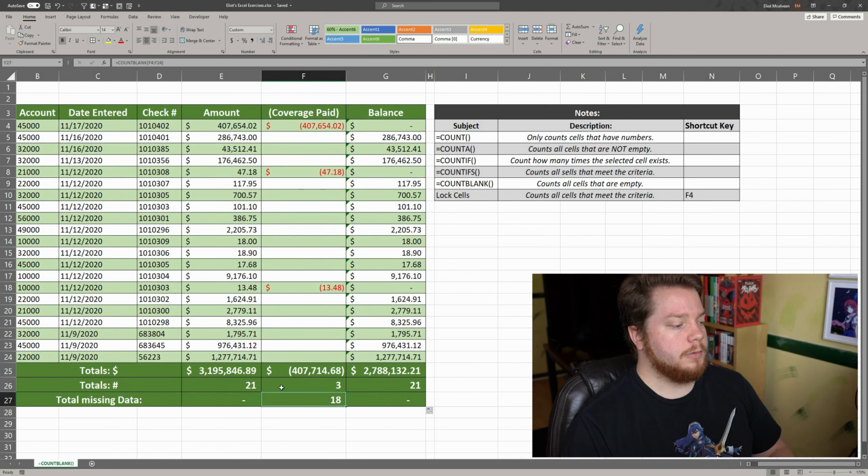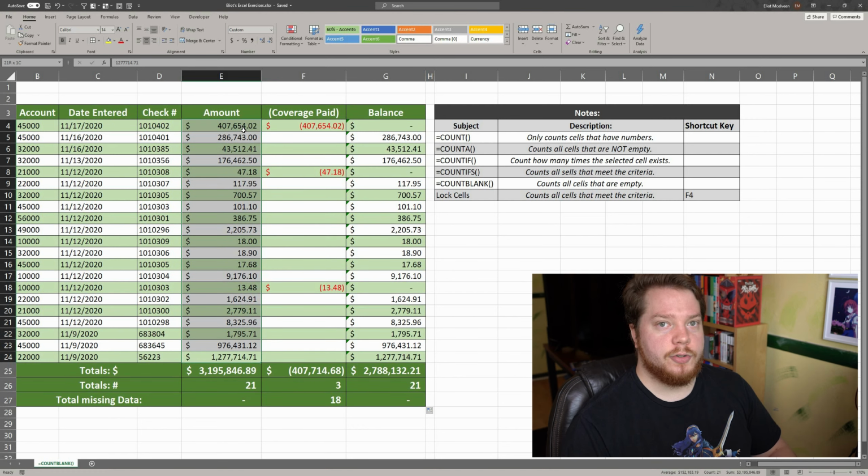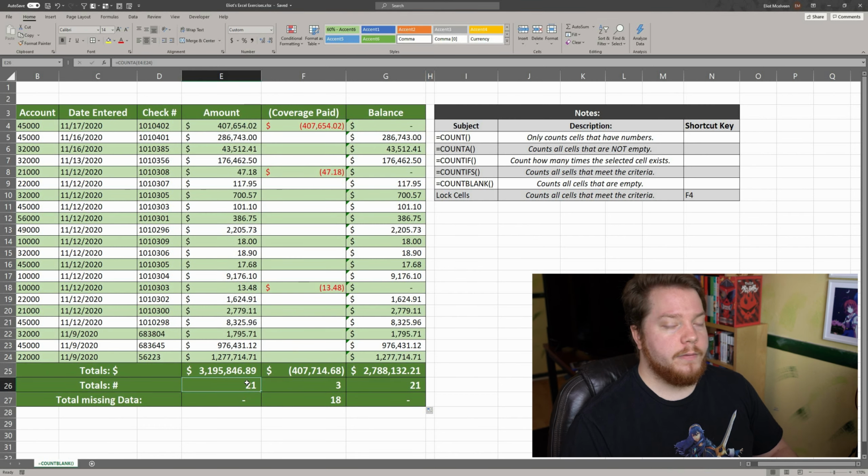So it's pretty easy to validate if this is correct, right? Because we know there are 21 rows in this data set, not including headers or totals or anything. It's just the 21 rows and all of them are filled in, and none of them are not filled in, essentially. So here in the coverage paid, it looks like they only paid for 3 checks so far, and we have 1, 2, 3 here. Our COUNTA picked up the 3, so naturally 21 minus 3 is the 18, and we have the 18 blank cells.